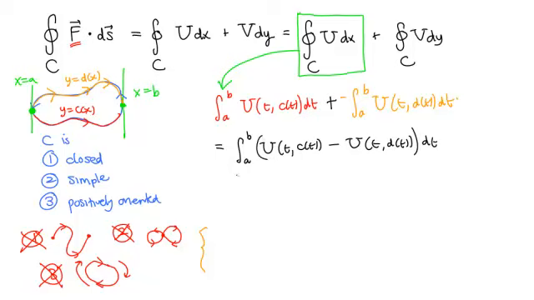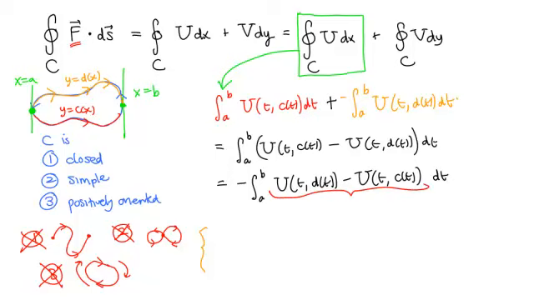Or, if I pull a negative out, negative the integral from a to b of u of t dt minus u of t c of t dt. This expression inside the thing that we're integrating right here could be written like this. It's just the function u of t comma y evaluated from y equals c of t to d of t dt. Because that's usually what we use for this notation.